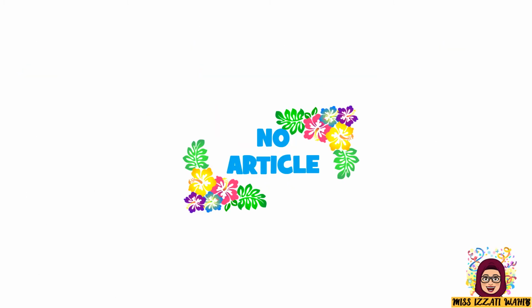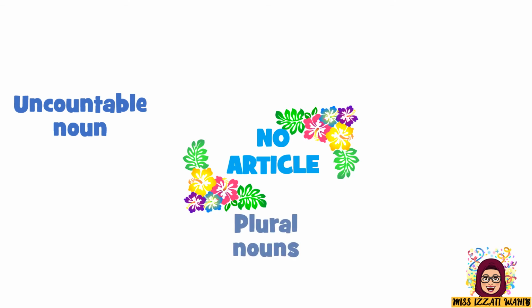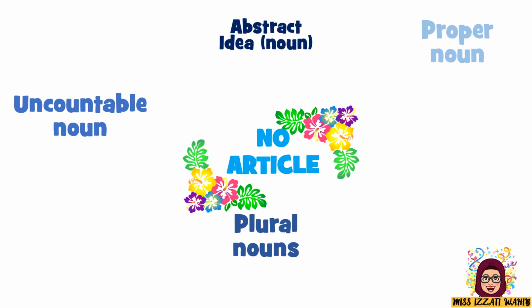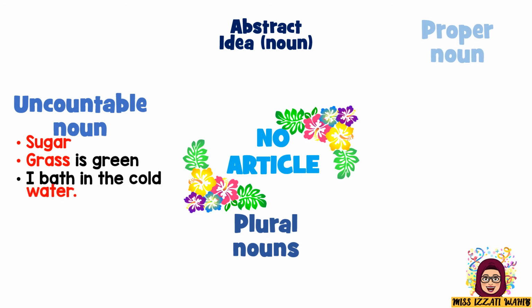We also have nouns without an article before them. Kata nama yang tak perlu letak a, an, or the. So, we group it into no article. Uncountable noun, plural nouns, proper noun, and abstract idea. Uncountable noun: sugar, grass is green, I bathe in the cold water. So, semua ni ialah kata nama yang tak perlu bilang. So, we don't have to put a, an, or the.